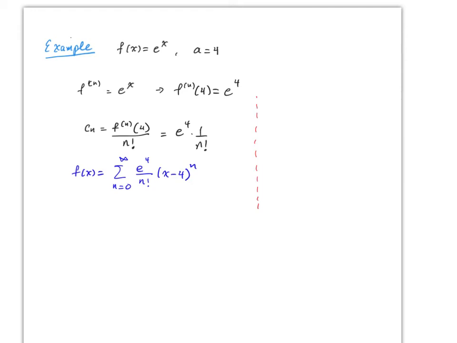So contrast that with the expansion for e to the x, which was the sum from 0 to infinity of x to the n over n factorial when a was equal to 0. So you can see that in here, this will be gone, it will be x to the n over n factorial, and this will be 1.